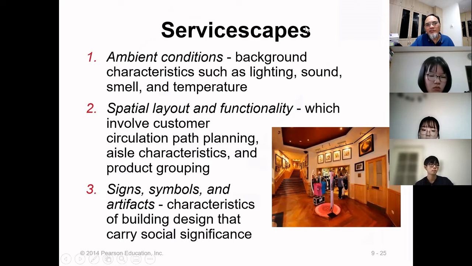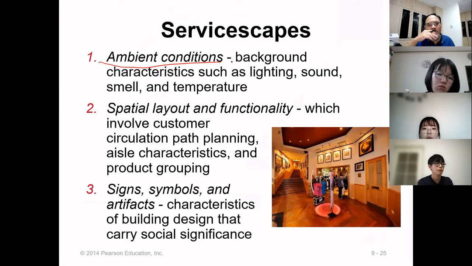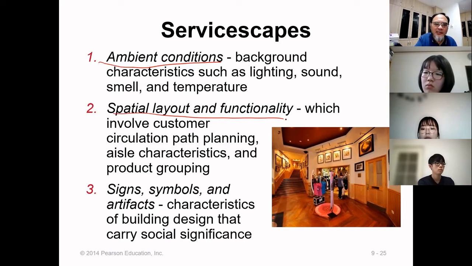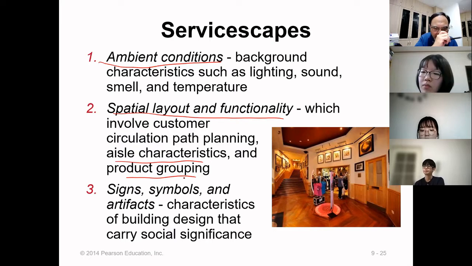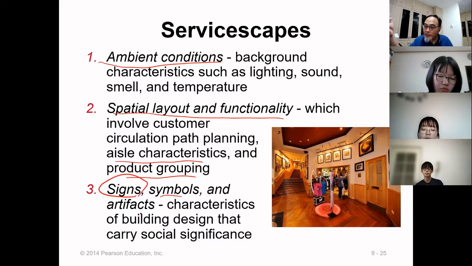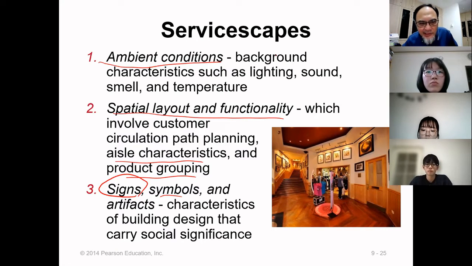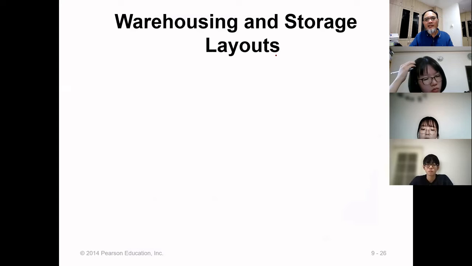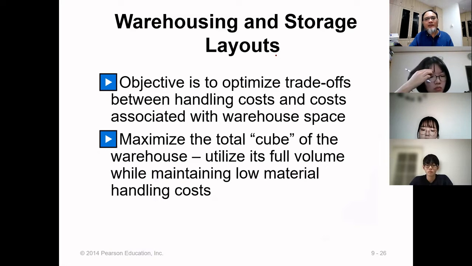Another important area is what you call servicescapes. Servicescapes is the design of the ambient condition. You know ambient condition? The background, the lighting, the sound, the smell. Even restaurants also. Ambient condition, spatial layout and functionality involving customer circulation path planning, all characteristics, product grouping. And then signs, the signboards available, the symbols, the artifacts that represent the space. You go to shopping malls. Why certain shopping malls are more attractive is because of the servicescapes, the surrounding area. It is important. So, office layout, retail, and then warehousing and storage layout.